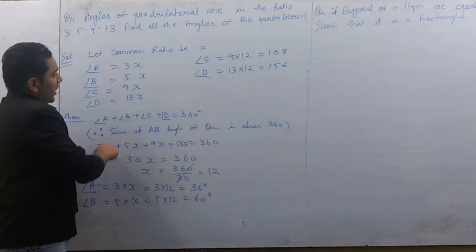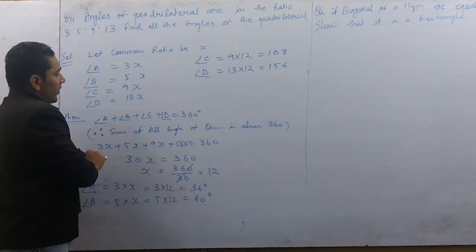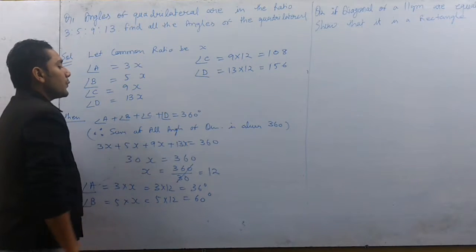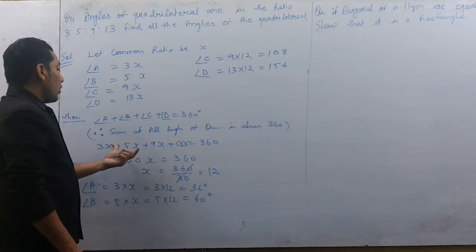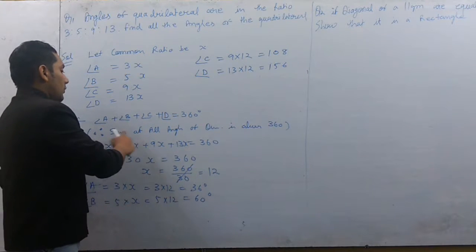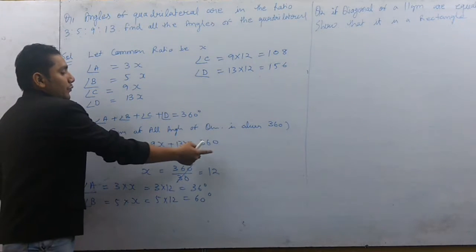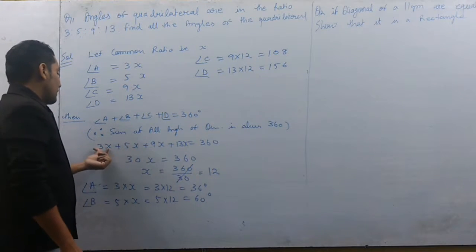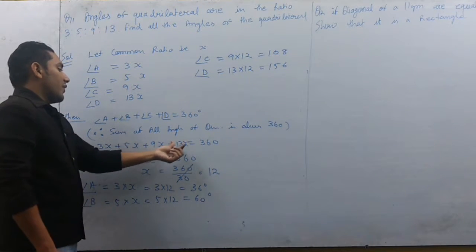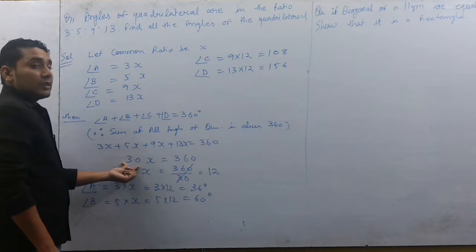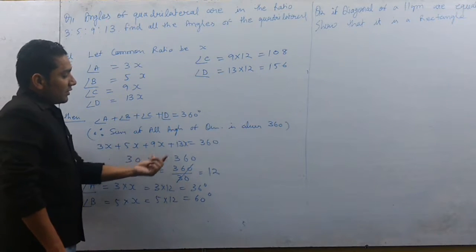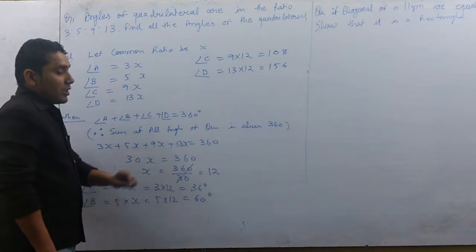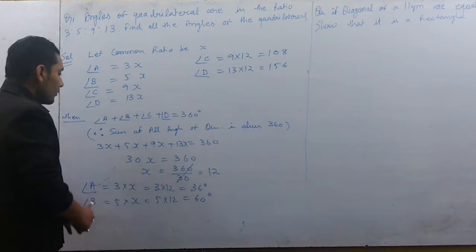Then put the values: angle A is equal to 3x, angle B is equal to 5x, angle C is equal to 9x, and angle D is equal to 13x. The sum of all angles is 360 degrees. Then sum all these x, so 3x plus 5x plus 9x plus 13x becomes 30x. 30x is equal to 360. Then x becomes 360 upon 30.